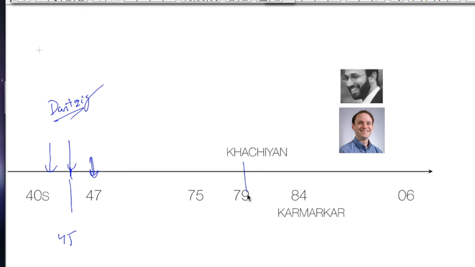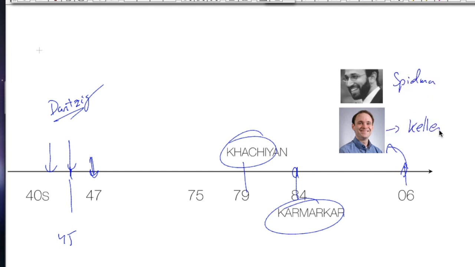In 1979, this guy came up with the first polynomial time algorithm. This guy came up with a simplification, a separate one. And in 2006, this guy, Daniel Spielman and Keller, those guys found a randomized simplex algorithm. We're going to talk about a simplex one. They came up with a very simple algorithm for which they could show a linear time algorithm for this particular problem. So it's been a very long time that this problem has been studied.